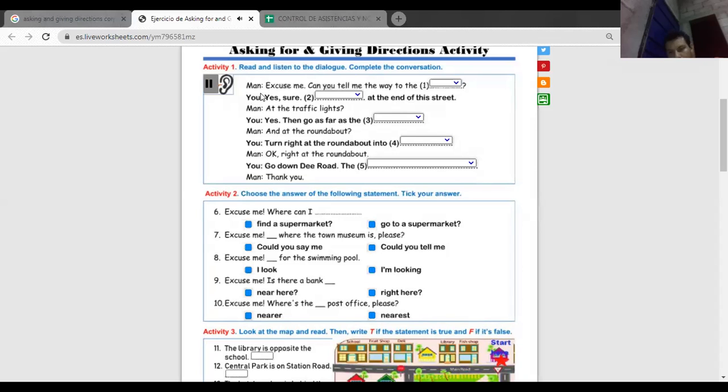Excuse me, can you tell me the way to the bank? Yes, sure. Turn left at the end of this street. At the traffic lights? Yes. Then go as far as the roundabout. And at the roundabout? Turn right at the roundabout into D Road. Okay, right at the roundabout. Go down D Road, the bank's on the left. Thank you. Goodbye.